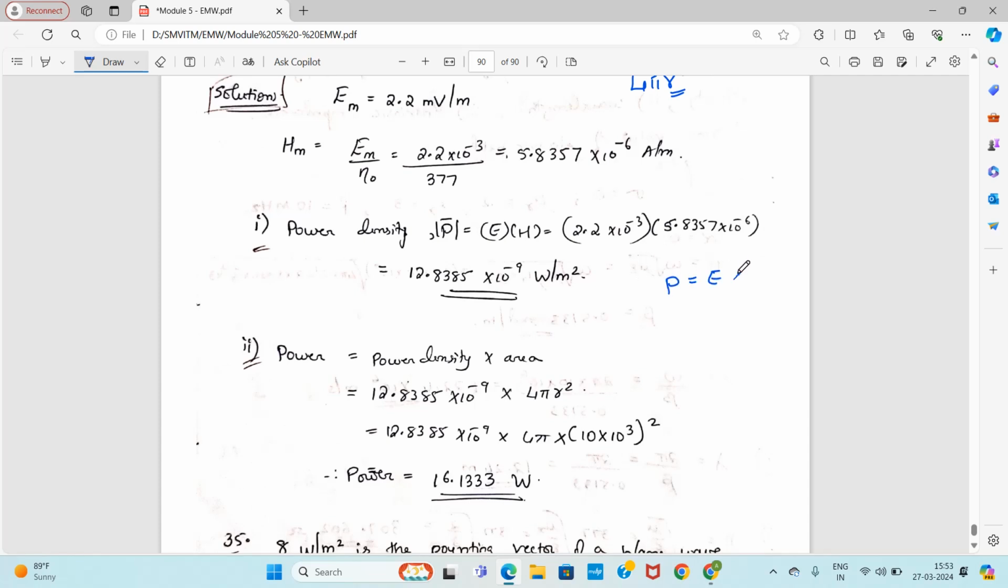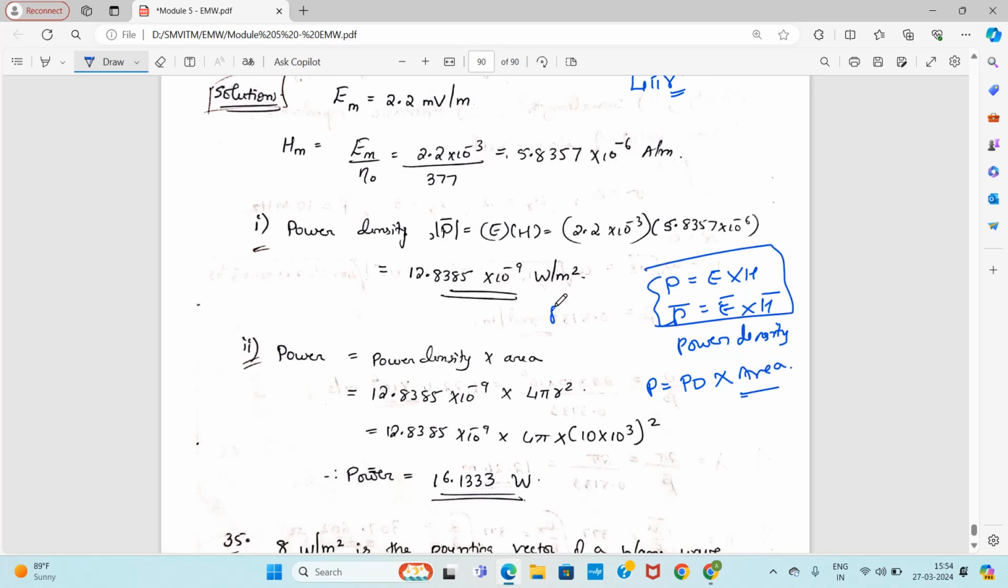Remember the difference. What you calculate here, P is equal to E into H, or P bar is equal to E cross H bar, this is density, power density. Okay, and power should be calculated as power density into area. What you calculate in these two formulas is power density. Even what you do here, average power is equal to half of EM square by eta, this is also power density. Another formula, average power is equal to 1 by 2 real part of E cross H star, this is also power density. Okay, all these equations will give you power density only. And power should be calculated as power density into area.